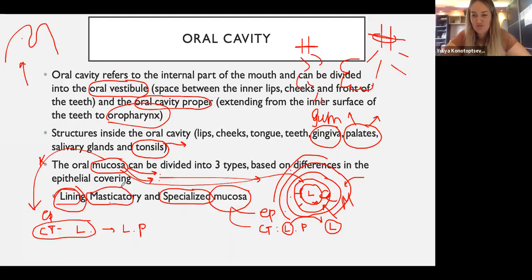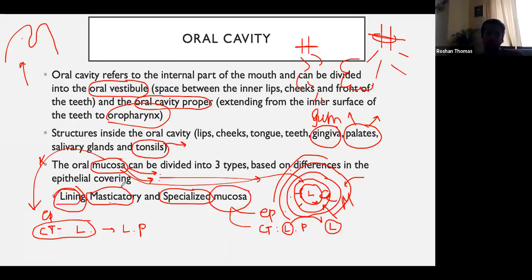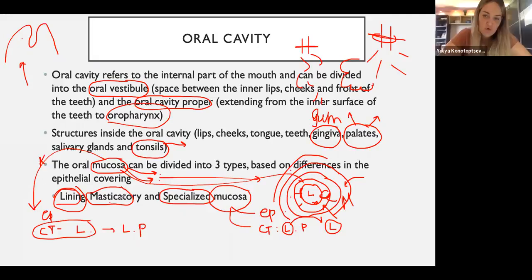What is mastication? Chewing. So masticatory mucosa is going to be present on your gingiva, on your gum. Your gum itself, the gingiva itself, is masticatory mucosa. Yes. The inner lining of your cheek is lining mucosa. Okay, and let's take a look.